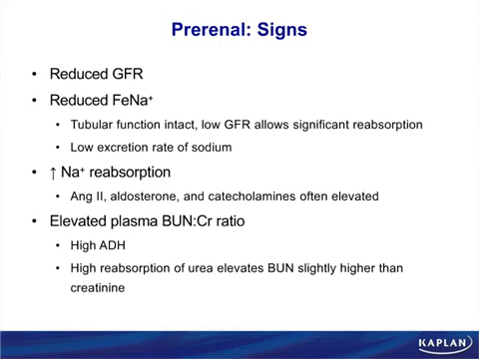How do we know we're dealing with pre-renal azotemia? Well, there will be a reduced GFR due to decreased renal perfusion and decreased renal blood flow from the low volume state. In these patients, you will see a reduced FENA, less than 1%. The FENA in pre-renal azotemia must be less than 1%. That's the definition. The tubular function is still intact.